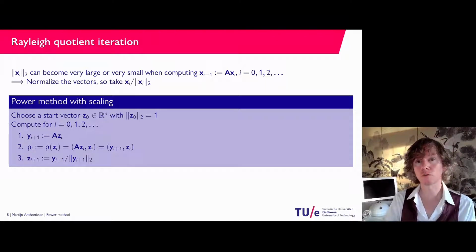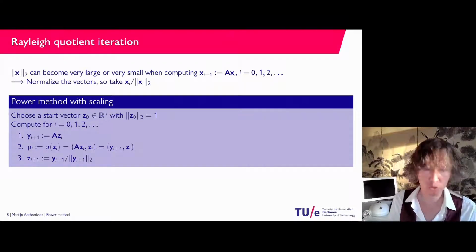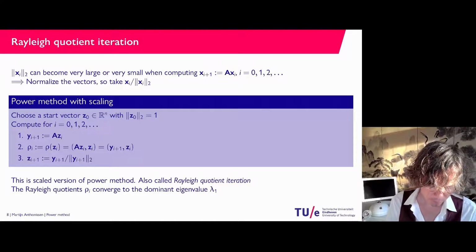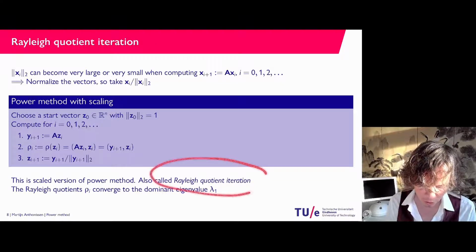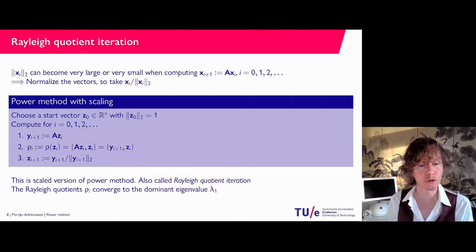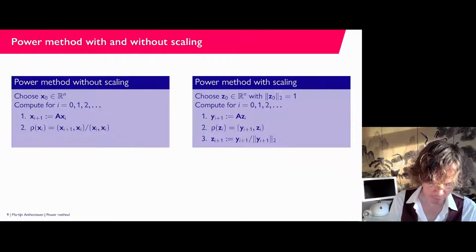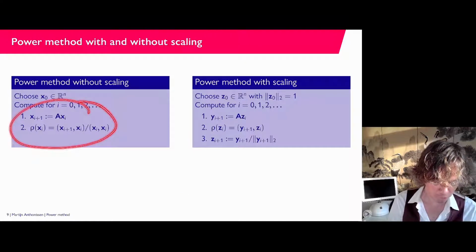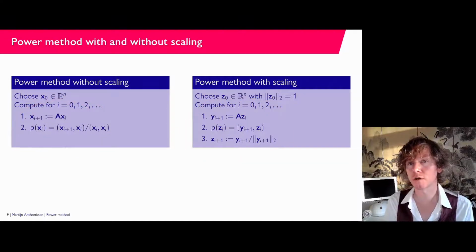And I can do this iteration, and that is the power method, but now with scaling. So this is a nicer version that you will do in practice. So it's a scaled version. It's also called Rayleigh Quotient iteration. And well, we compute all the Rayleigh quotients here, so that's the reason for that. And they will converge just like the first version of the power method, to lambda 1, the dominant eigenvalue. So here you see a comparison. Here we have the unscaled version, and here is basically the same iteration, but then scaled.